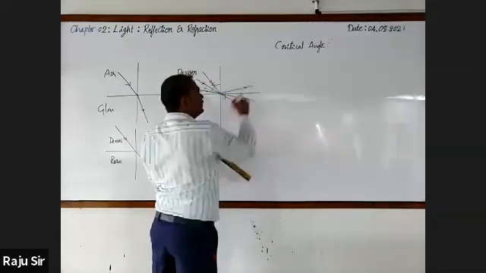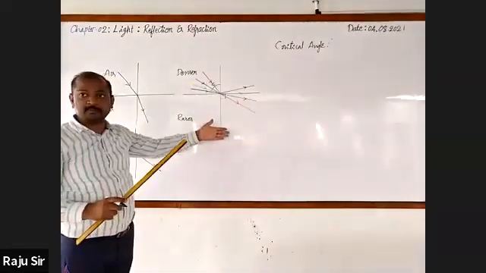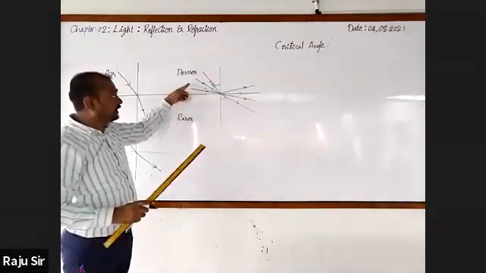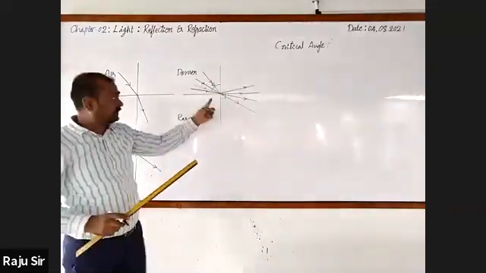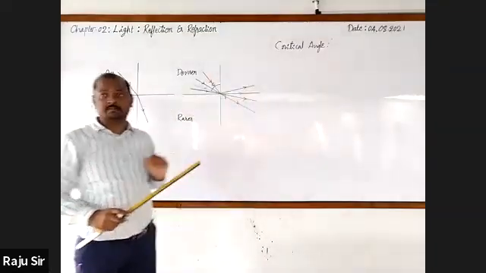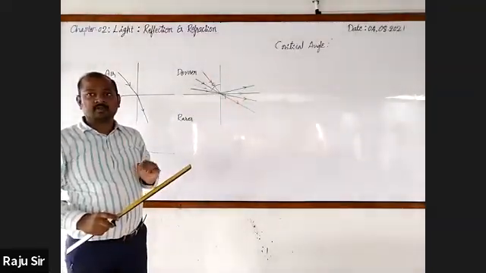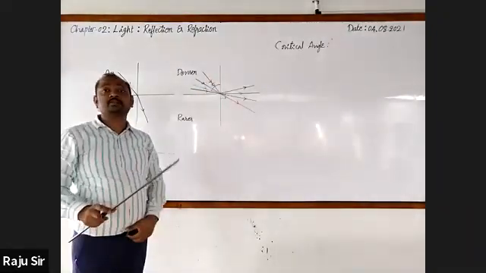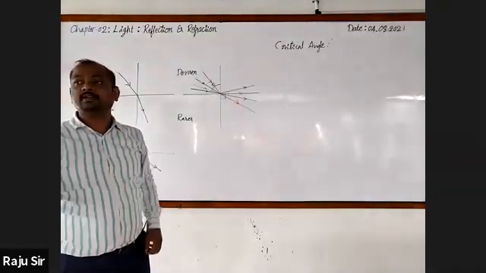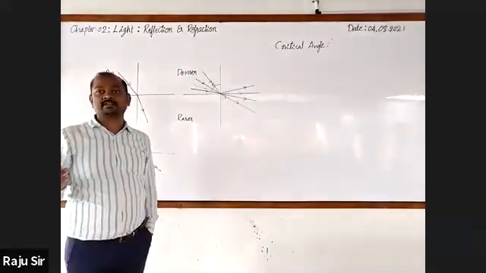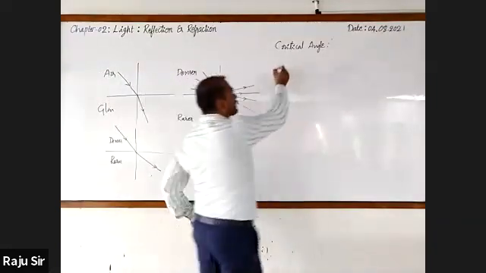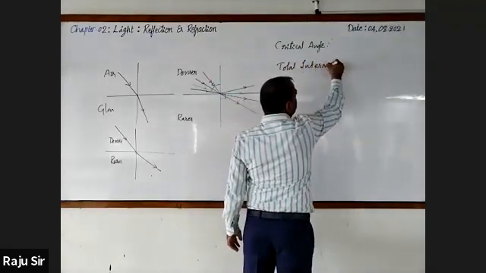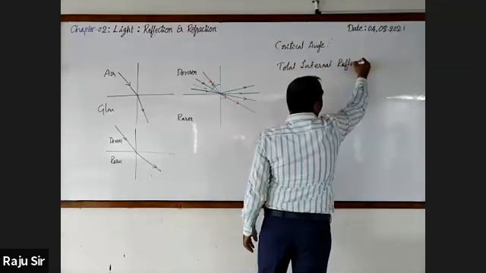Here it is. Actually, it is a transparent material. Light should pass through this, but in this case, light, instead of passing, gets reflected in the same medium. Got it? And this type of reflection is known as total internal reflection.